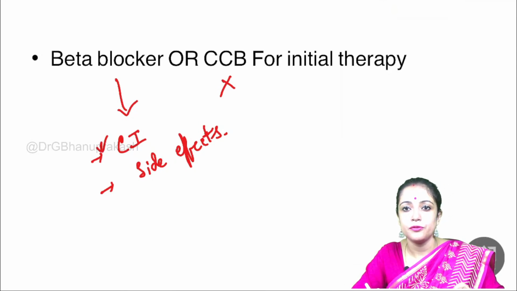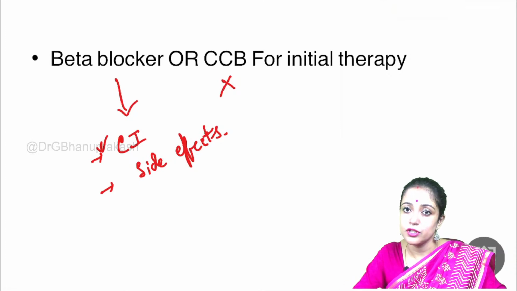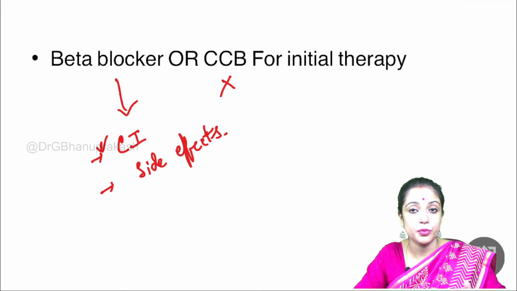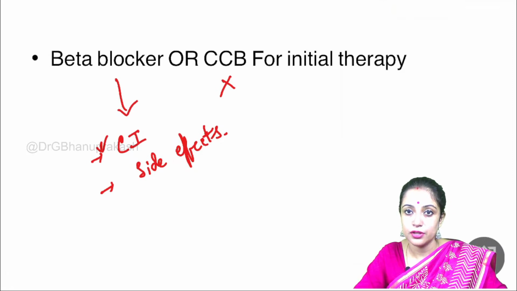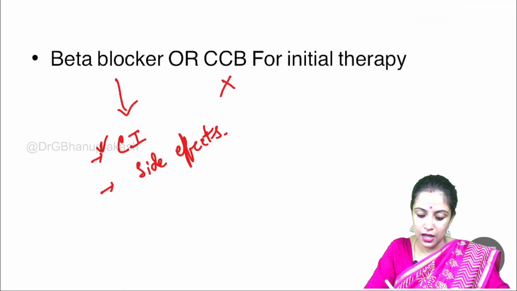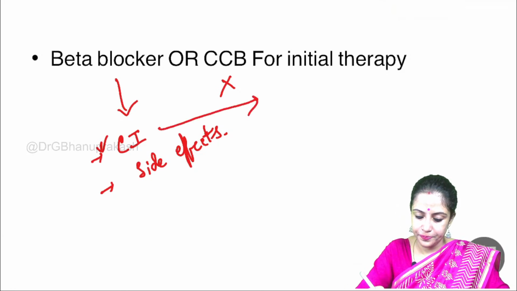If I have to talk about a few important contraindications, I would say beta blockers cannot be used in case of obstructive airway disease, in case of bronchial asthma, in cases of atrioventricular block, in sick sinus syndrome, in cases of peripheral vascular disease, Prinzmetal angina. These are the contraindications of using beta blocker.